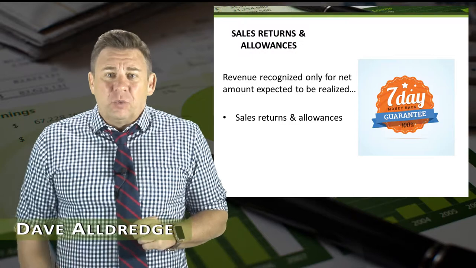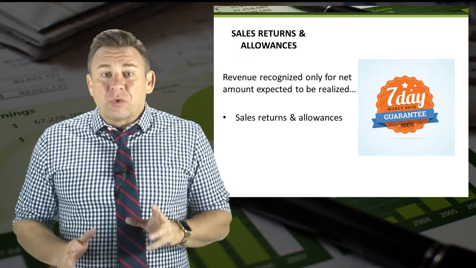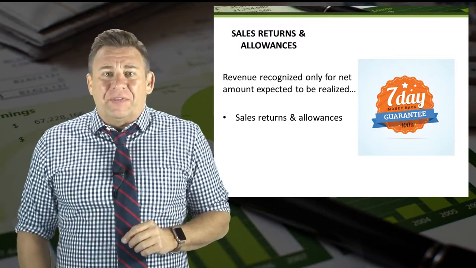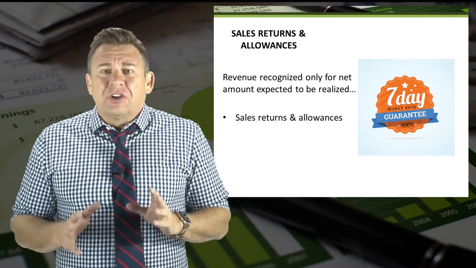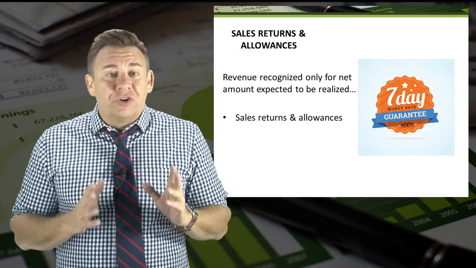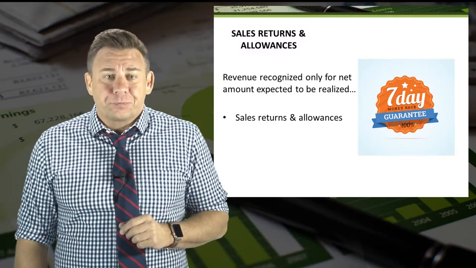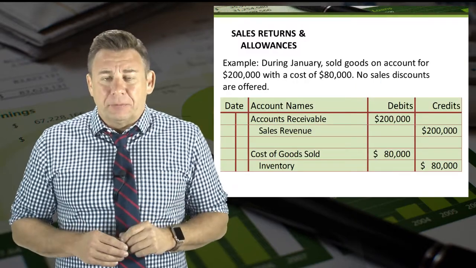Because the new revenue recognition standard allows revenue to only be recorded at the net amount to be realized, we need to learn how to account for the return of goods as well. So let's look at this example.